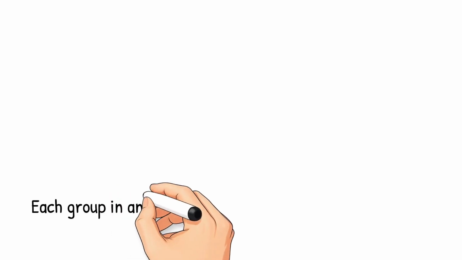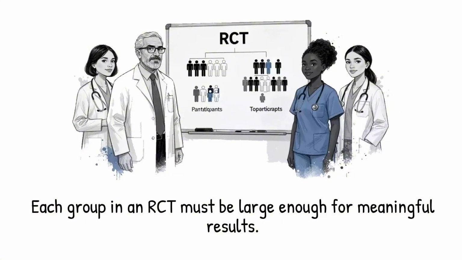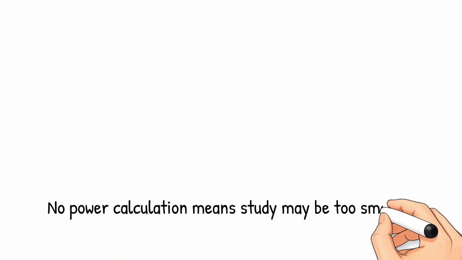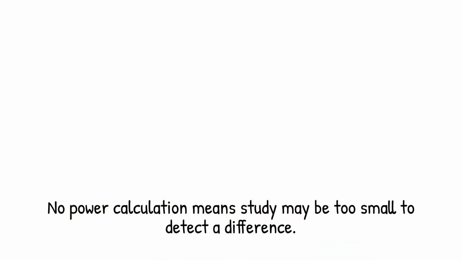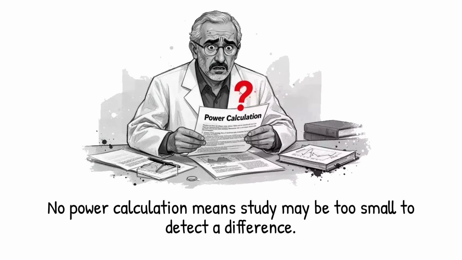For an RCT, each group needs to be large enough to detect the difference the researchers defined as clinically meaningful, calculated before the study starts. Fewer than 20 patients per group is a warning sign, not a verdict. If a paper reports no significant difference between groups but never mentions a power calculation, the study may simply have been too small to detect a real difference that exists.